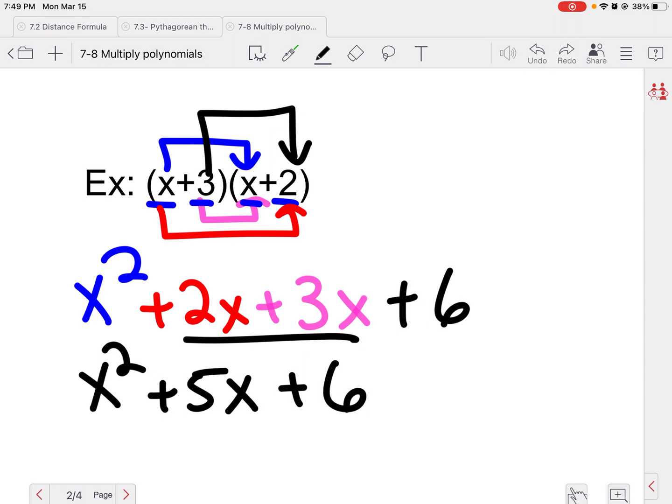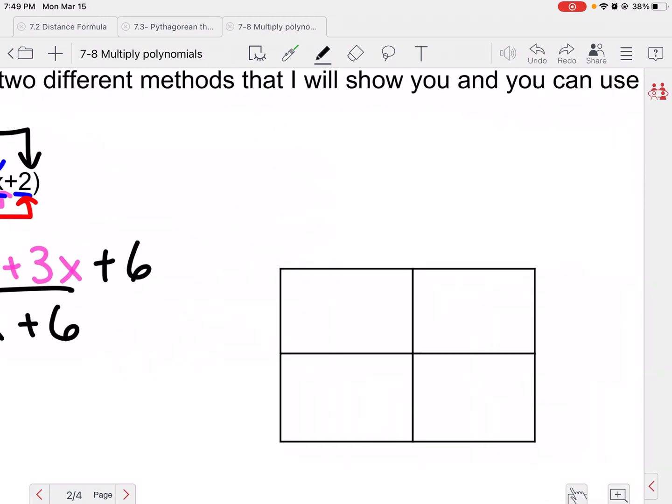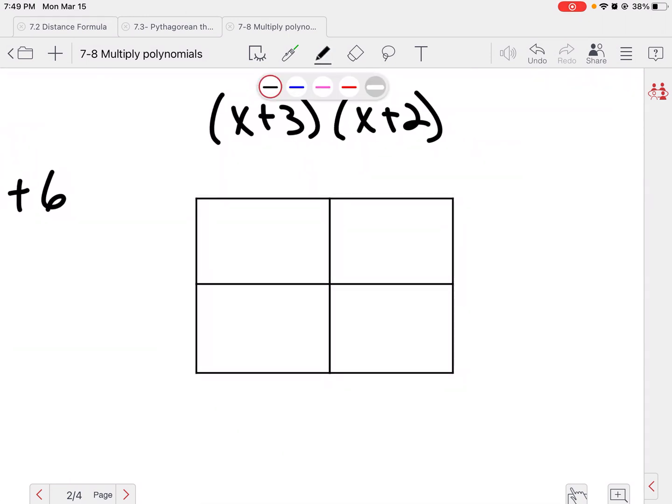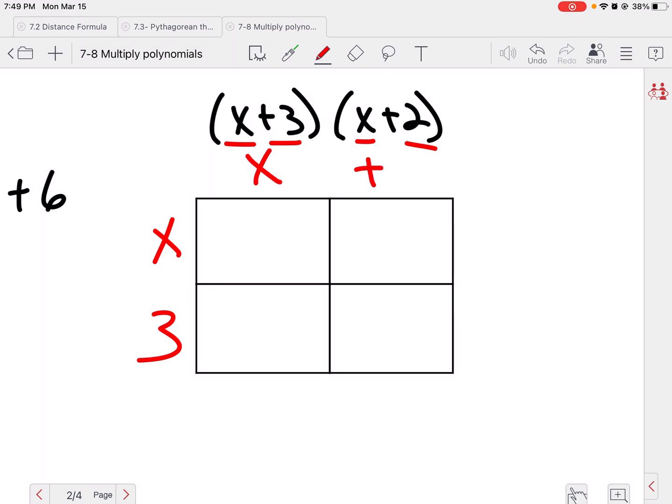Okay. Now we're going to do the same problem, but what I'm going to do is the box method. I'm just going to rewrite this off to the side here so we have it all on one screen. Okay. So this was two terms by two terms, so I drew a 2 by 2 box, kind of like we talked about yesterday. And what I'm going to do is I'm going to have x and 3. Each term goes in a section of the box, and then x plus 2. You can write the plus 2 or just the 2, either works. And then, like I said yesterday, you multiply the pieces that are in the same row and column.